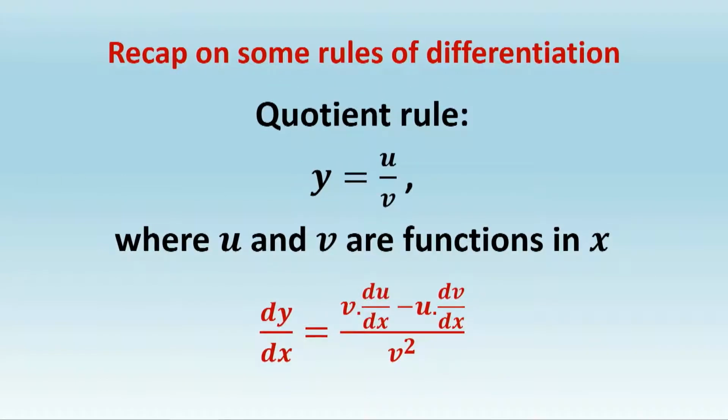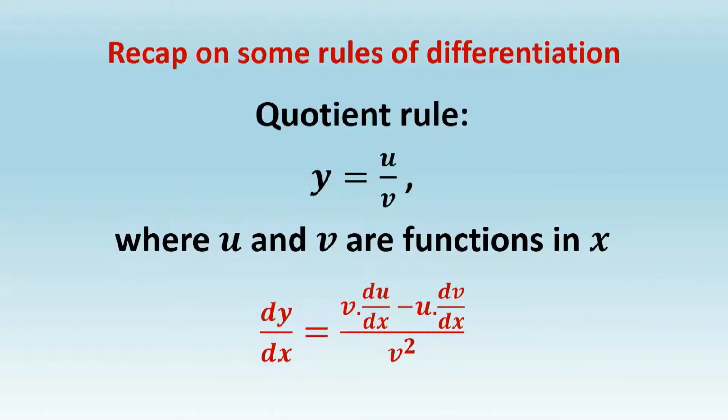The quotient rule. If y is equal to u over v, where u and v are functions in x, then dy by dx is equal to v multiplied by du by dx minus u multiplied by dv by dx, over v squared.